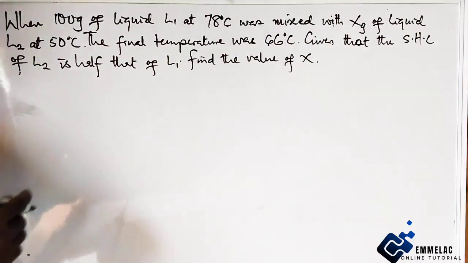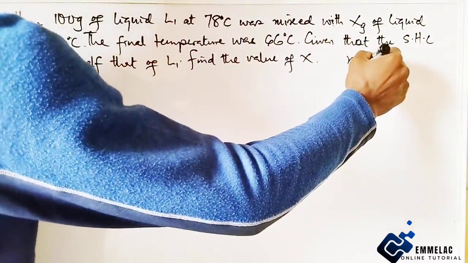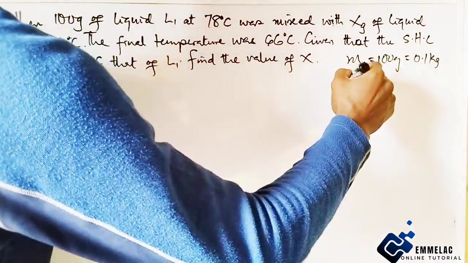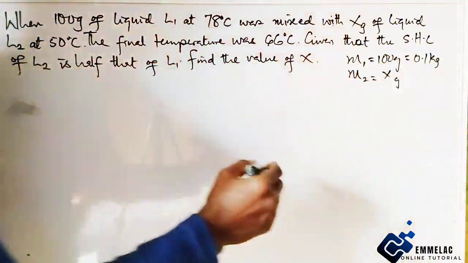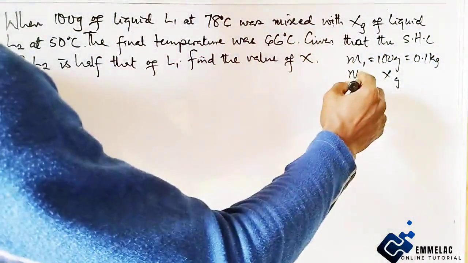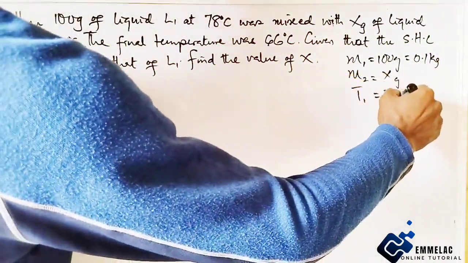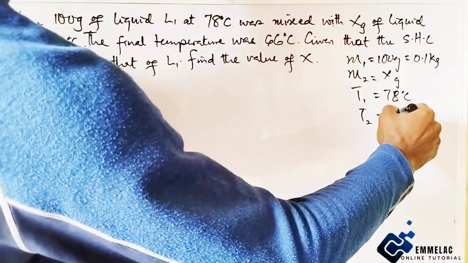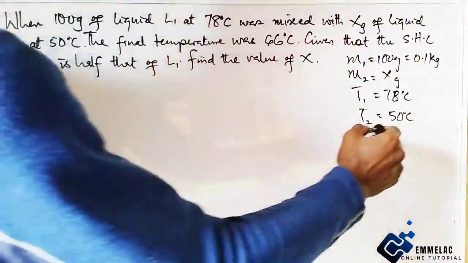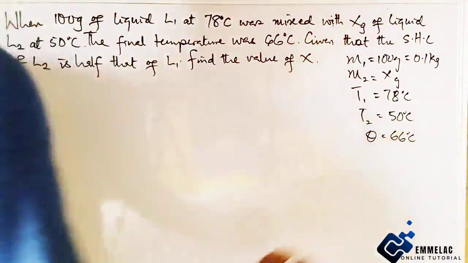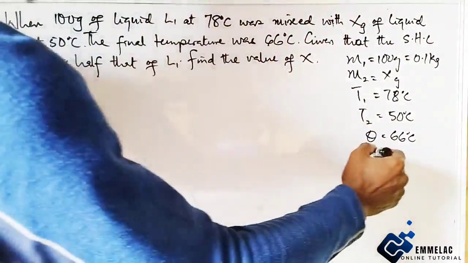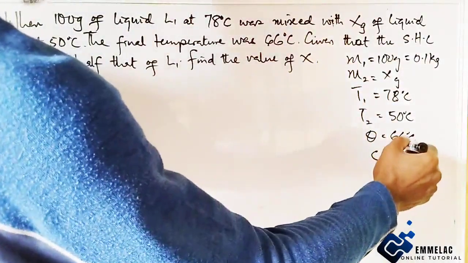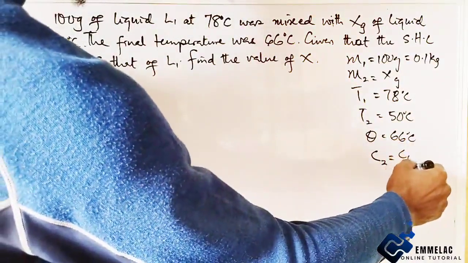All right, so let us quickly write out the parameters. For mass 1 we have 100 grams, which is the same thing as 0.1 kilogram. Mass 2 is given as X gram. Now the temperature for L1 is given as 78 degrees centigrade. For temperature 2, here we have 50, and the final temperature is given as 66 degrees centigrade.